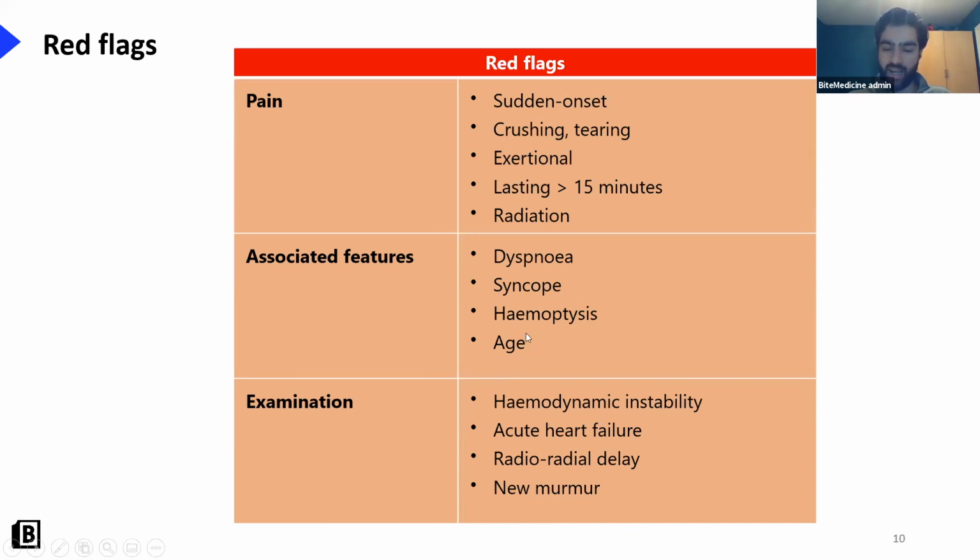Chest pain in an elderly patient should always worry you, okay? Whereas chest pain in younger patients tends to have a less serious cause. As we said, on examination, look out for hemodynamic instability, look out for evidence of acute heart failure, look out for radio-radial delay, and look out for a new murmur. So what does radio-radial delay suggest?